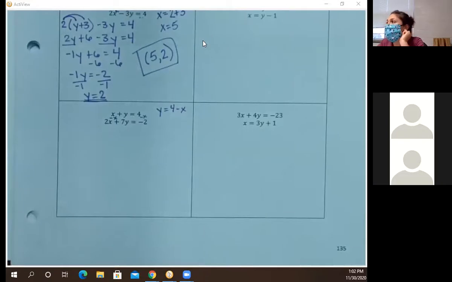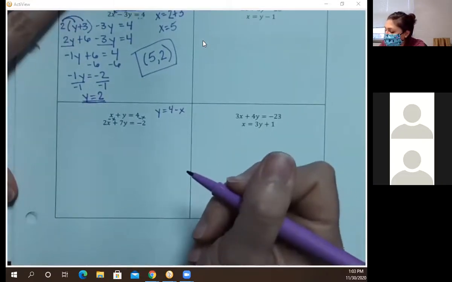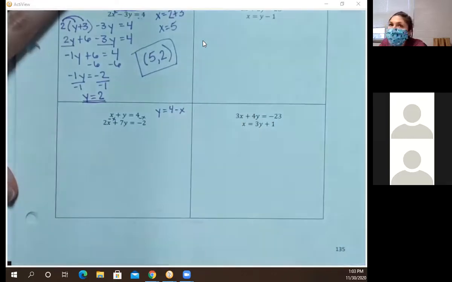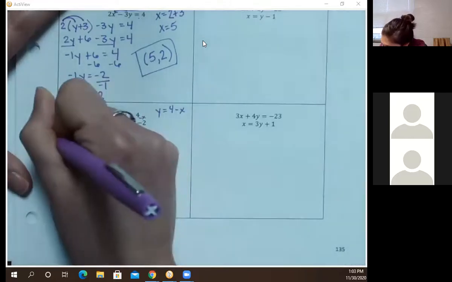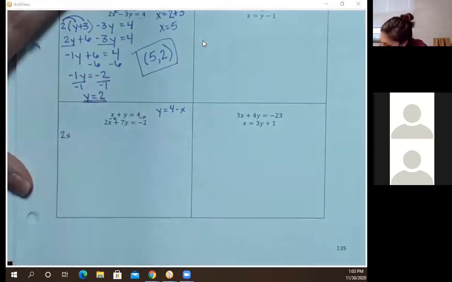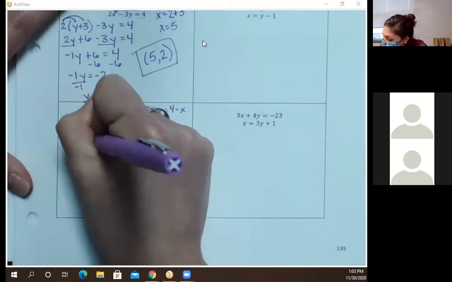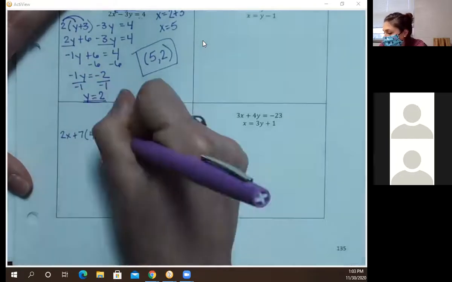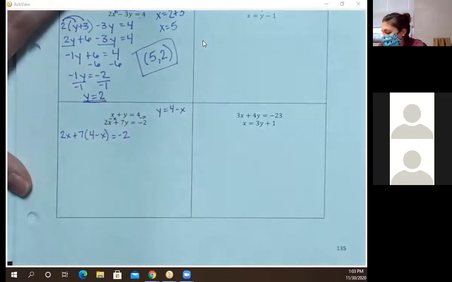One step to get a variable by itself. And now I can go ahead and use my substitution. So I'm going to plug this stuff in for y in the second equation. So I have 2x plus 7 times (4 minus x) equals -2.